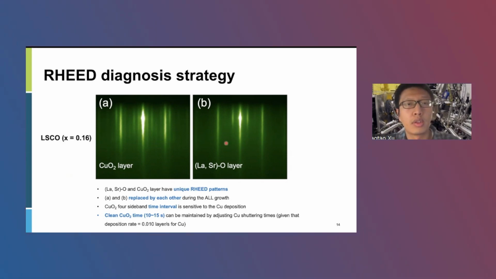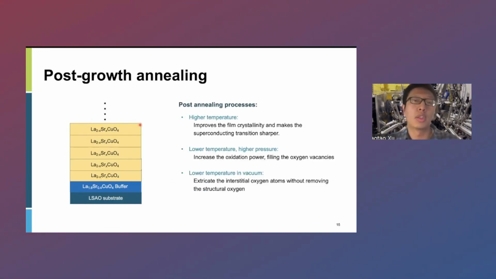So this is basically how we maintain the correct copper stoichiometry. Next, I also want to mention that there's always a trade-off between the oxidation power and the MBE condition, which means to maintain the UHV MBE condition, the ozone partial pressure sometimes is not at a proper level during the growth.